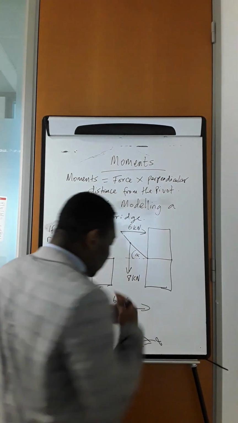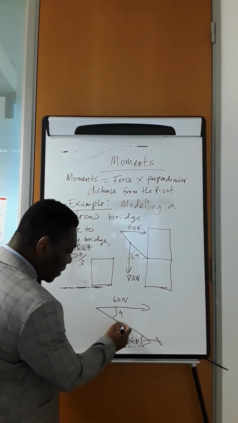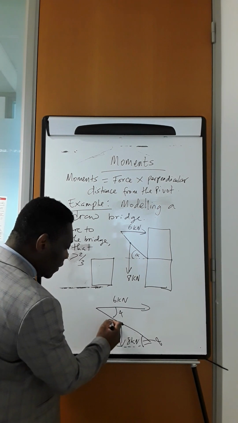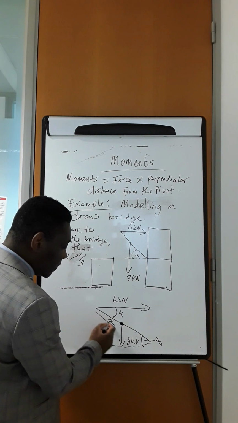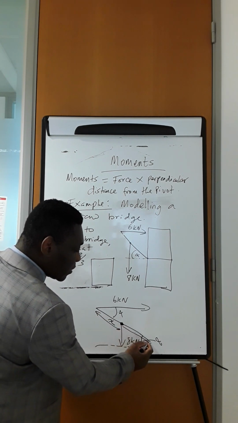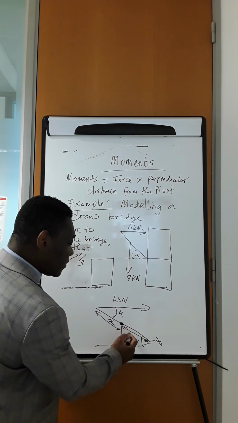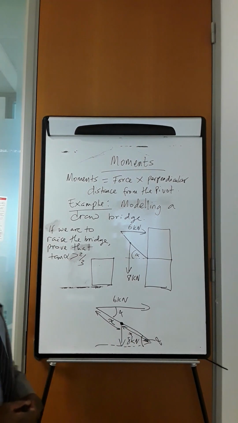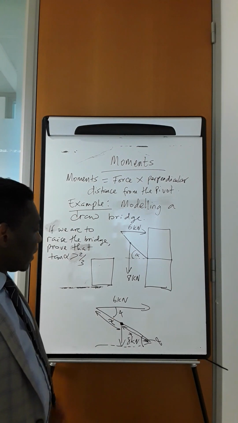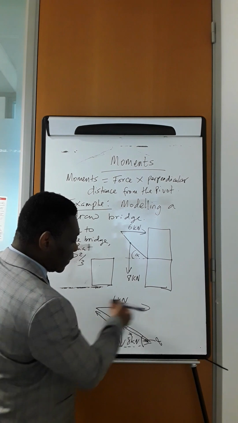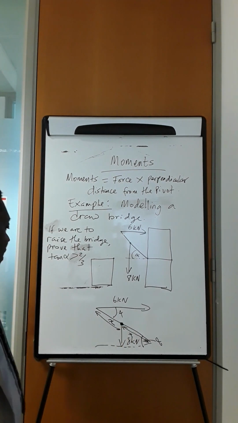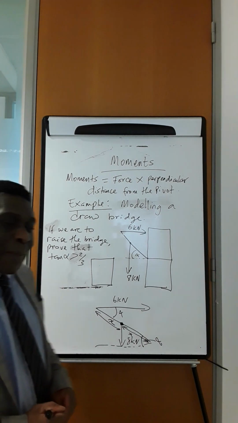Right. Now, this is x, this distance, and this distance also is x because the weight acts directly in the middle of the bridge. So this is our bridge here, this is our horizontal force, and this is our vertical force. Right, now, how are we going to apply moments now?